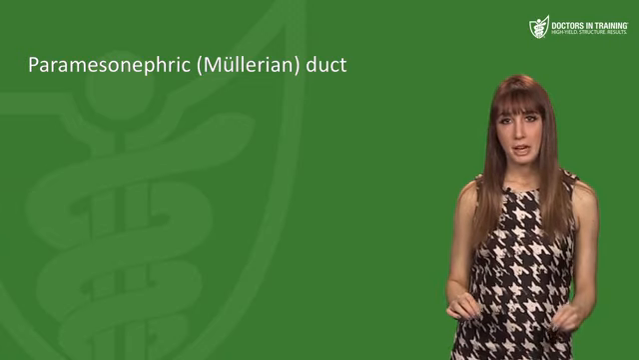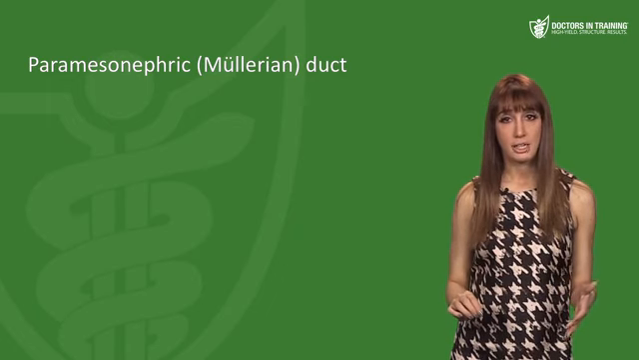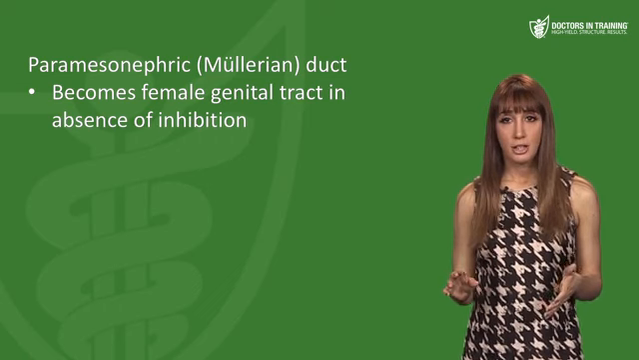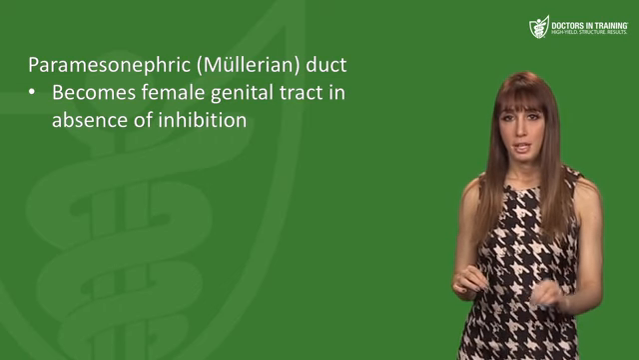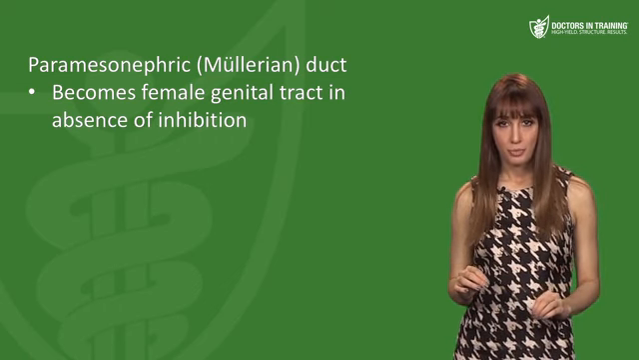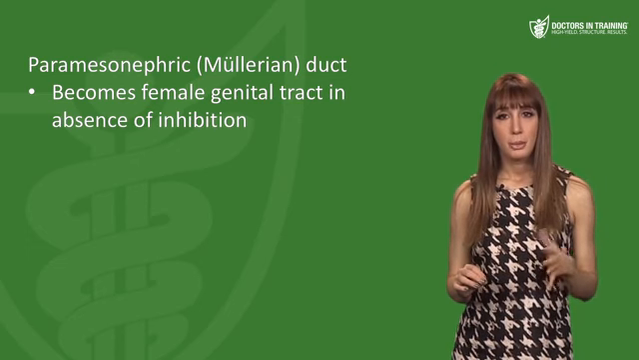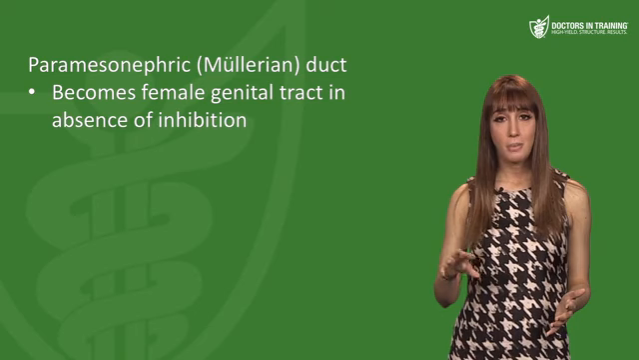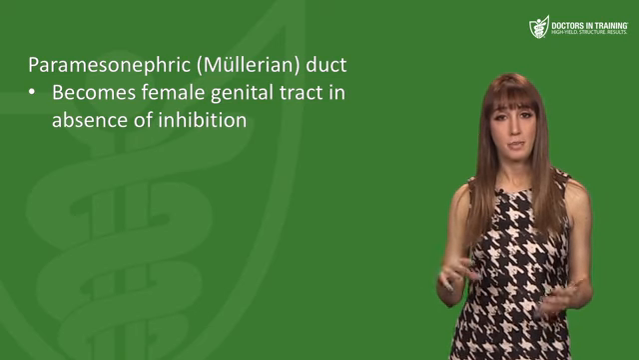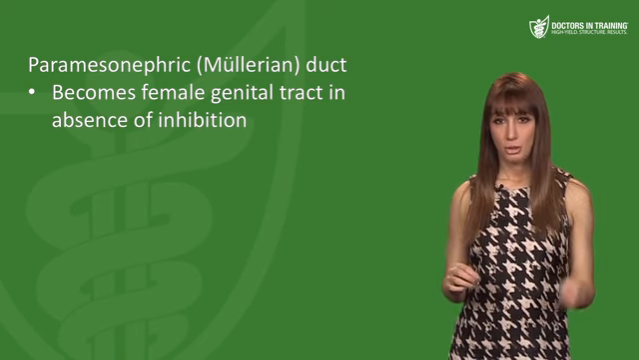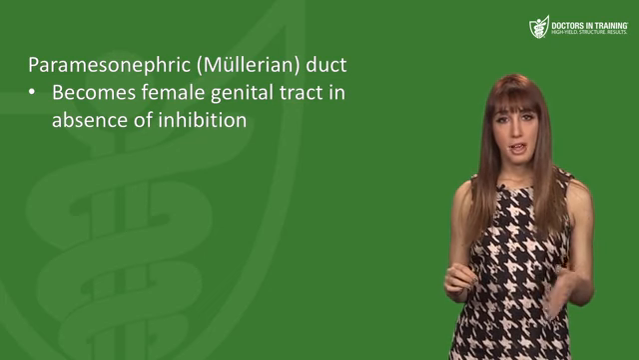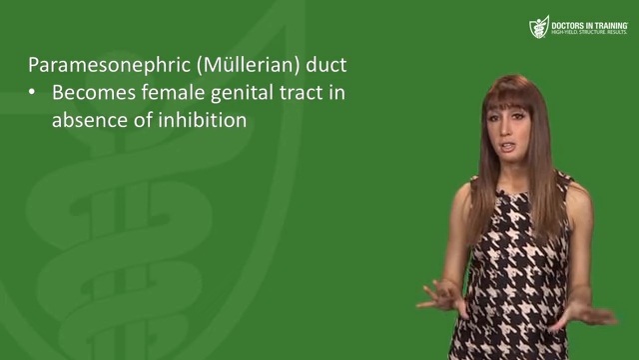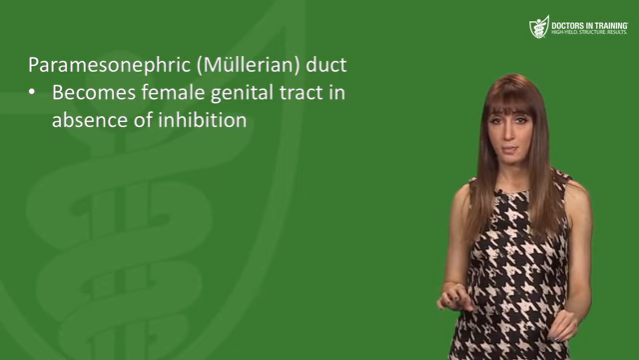The paramesonephric duct is also called the Müllerian duct, and this will go on to become the female genital tract unless something inhibits it from doing so. The default developmental program is for the mesonephric duct to recede and the paramesonephric duct to develop into female structures. So remember, paramesonephric duct, also known as Müllerian duct, plus nothing equals female.